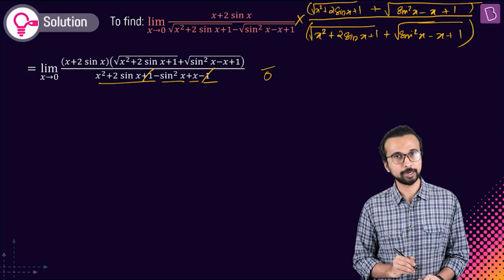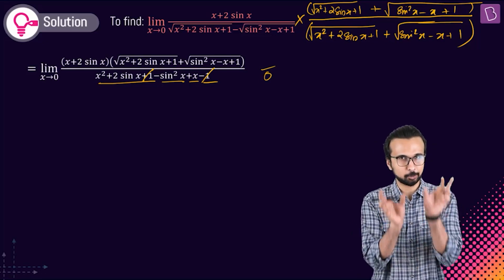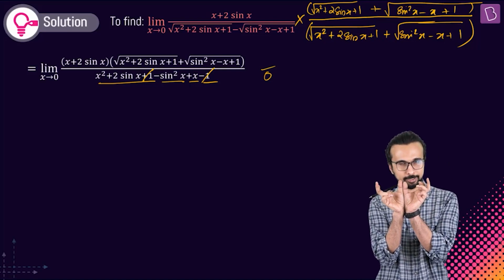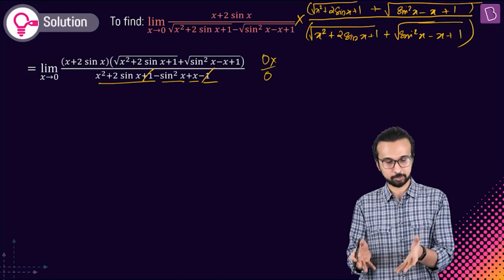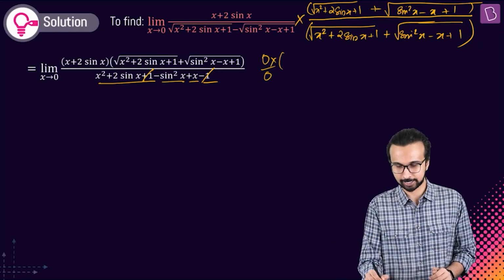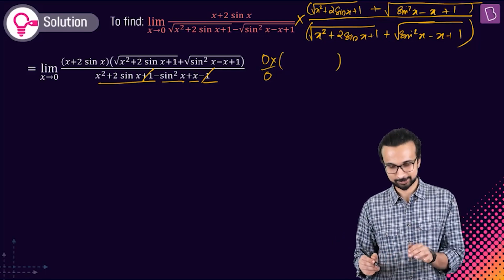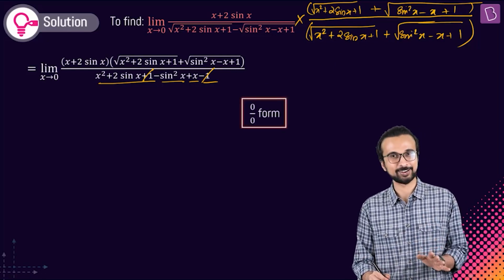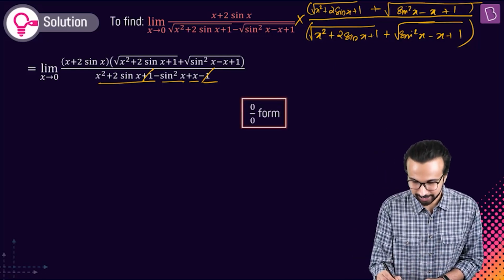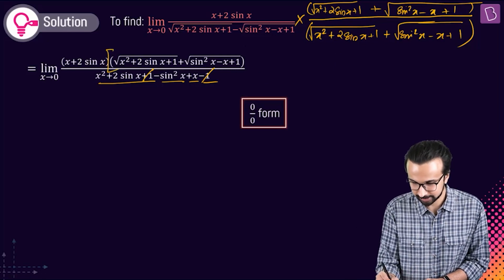Okay, what about the numerator? There are two parts here as a product. X plus 2 sine x itself is 0. Now I don't need to care what that other remaining part is, right? Alright. So basically we are stuck with a 0 by 0 form. So what we'll do is, let's take care of this other part.